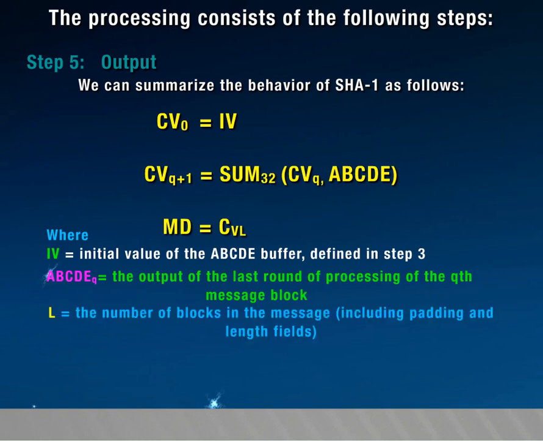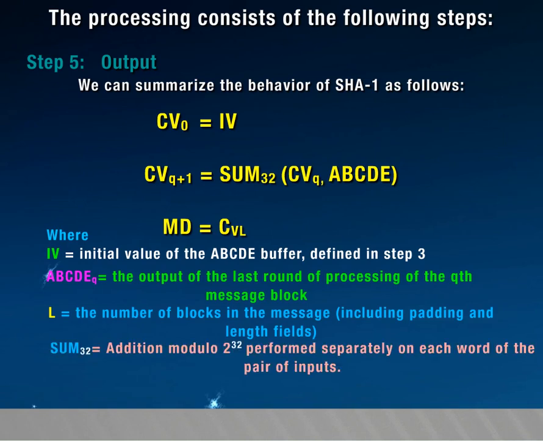L is equal to the number of blocks in the message including padding and length fields. Sum 32 is equal to addition modulo 2 power 32 performed separately on each word of the pair of inputs. MD is equal to the final message digest value.